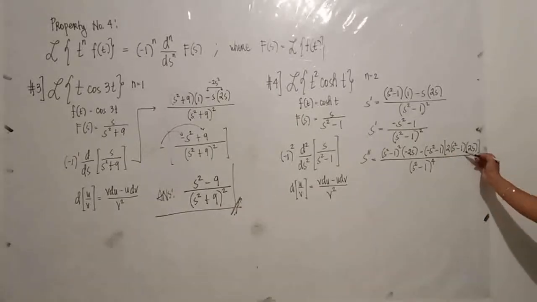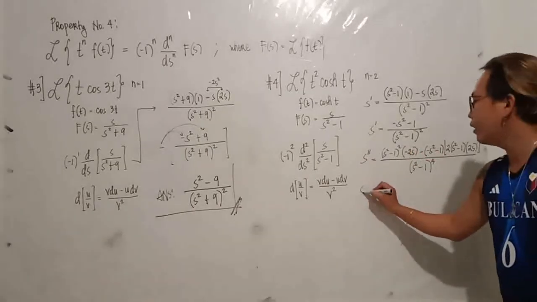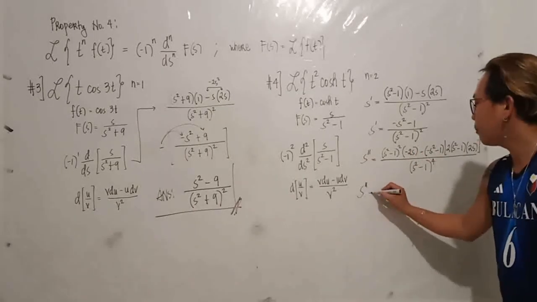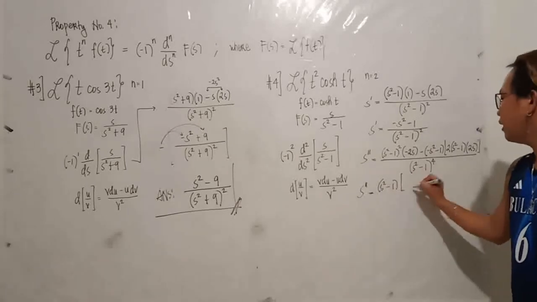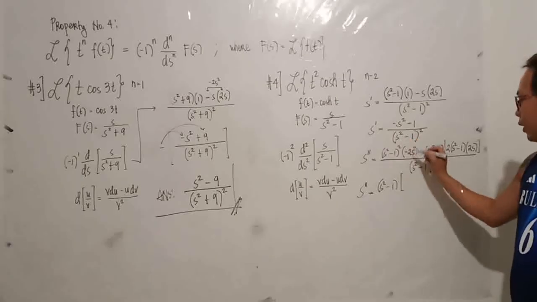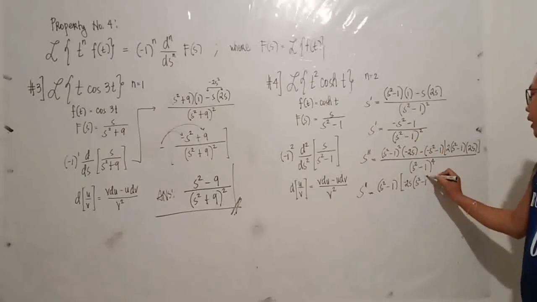Now, kapag sinimplify mo, you have common term of s squared minus 1. Factoring out your s squared minus 1, ang matitira dito sa first term is negative 2s multiplied by s squared minus 1.